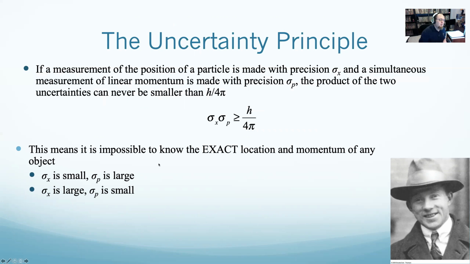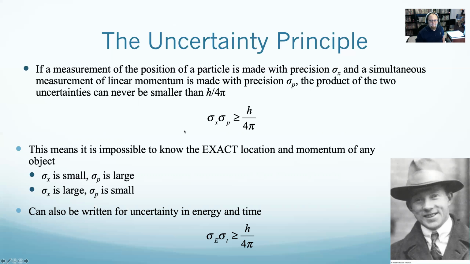If you know its location, you don't know its momentum. If you know its momentum, you don't know its location. And there's actually two versions of this equation. One for momentum and position, and one for energy and time. We're going to normally do the position and momentum one. See, the reason for this is because the process of making a measurement changes the measurement.